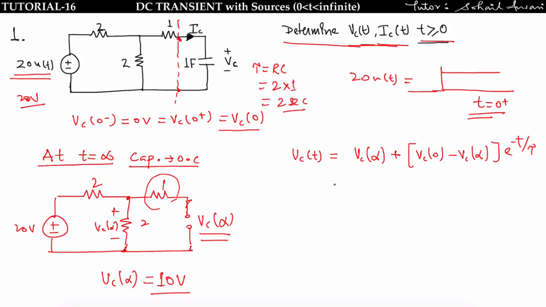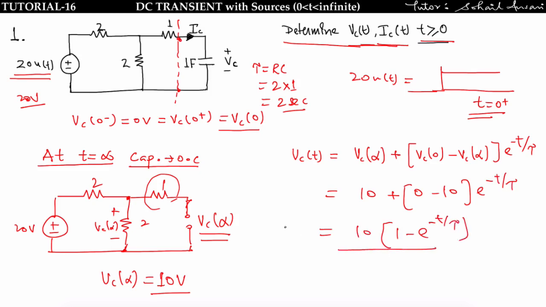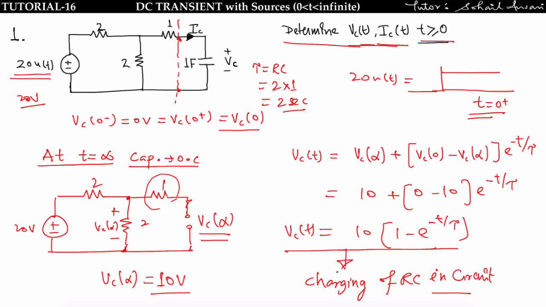Now put the value of Vc of infinity and Vc of 0. Vc of infinity is 10 plus [Vc of 0 is 0 minus 10] e to the power minus t upon tau. Take 10 common, you will get 10 times 1 minus e to the power minus t upon tau. This is nothing but charging of an RC circuit, which we have seen in lecture number 12, when I taught you the transient basics, that is the first lecture, in which I have used the charging of an RC circuit.